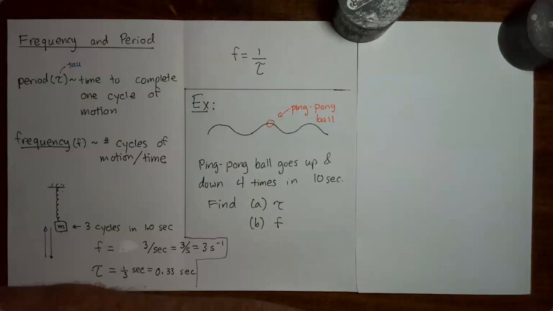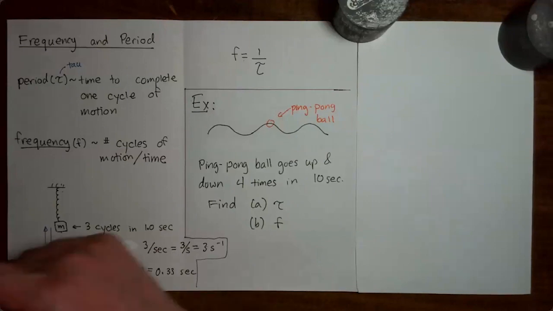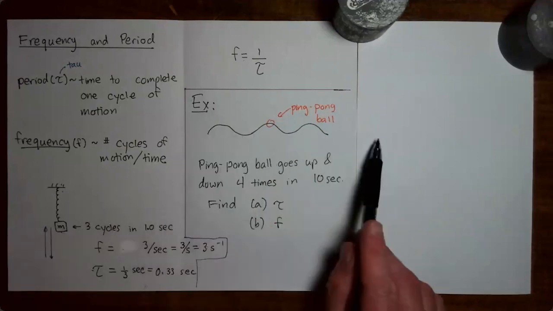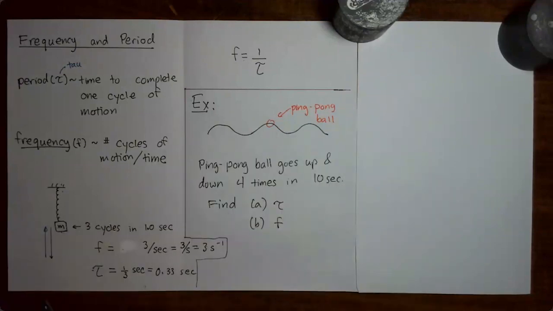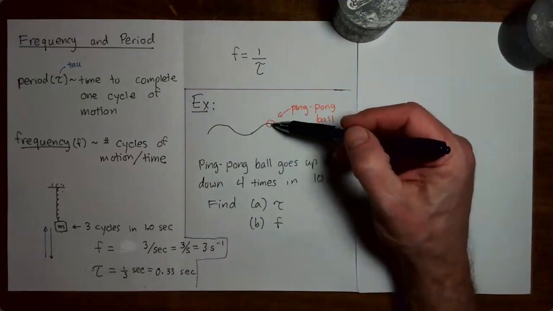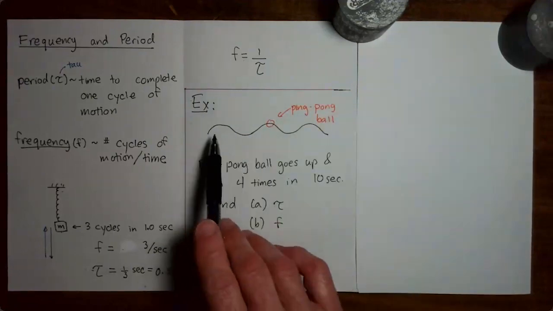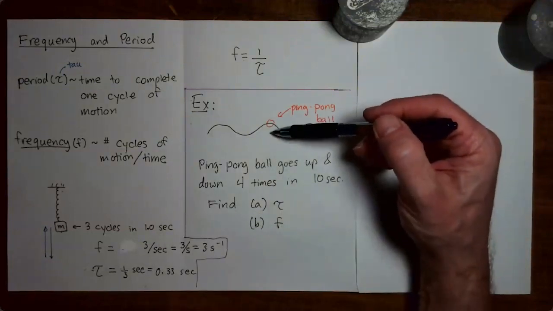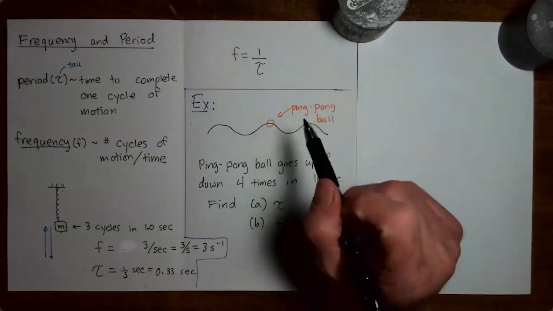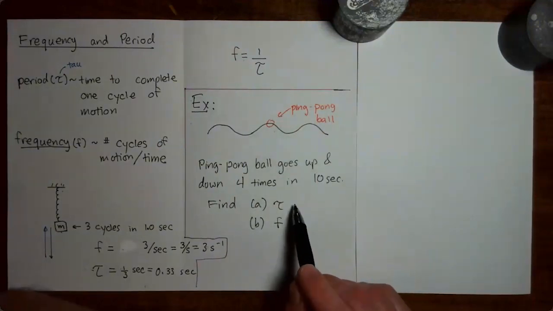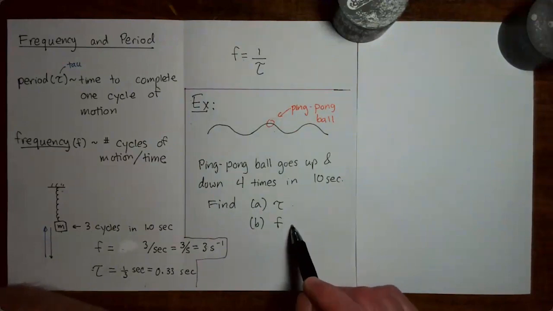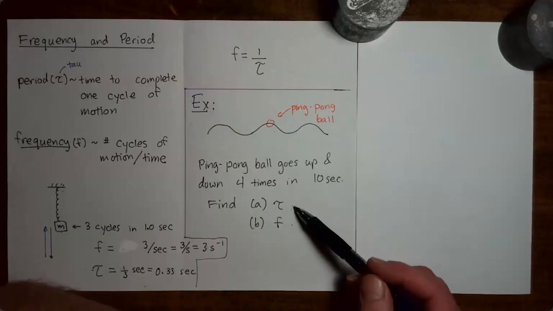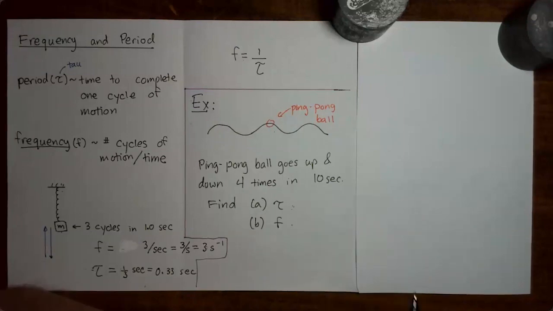Here's a quick example to drive these ideas home. Let's say that this is the surface of a lake, and we have some wave propagating along the surface of the lake. We have a ping pong ball, which is floating on the surface of the lake, and as this wave goes through, the ping pong ball is going up, down, up, down, up, down, up, down, like that. So let's say we want to find the period of the motion and the frequency of the motion. So why don't you pause the video and give that a shot, try and work out the period and the frequency, and then rejoin the video.